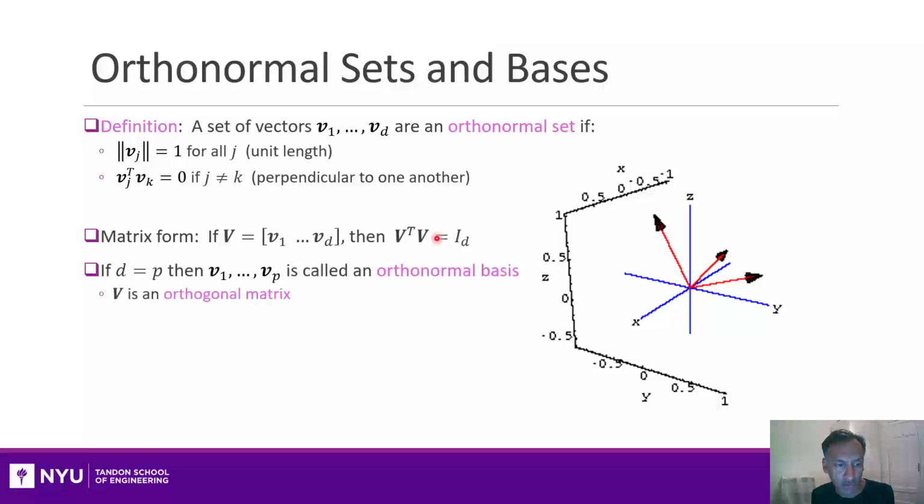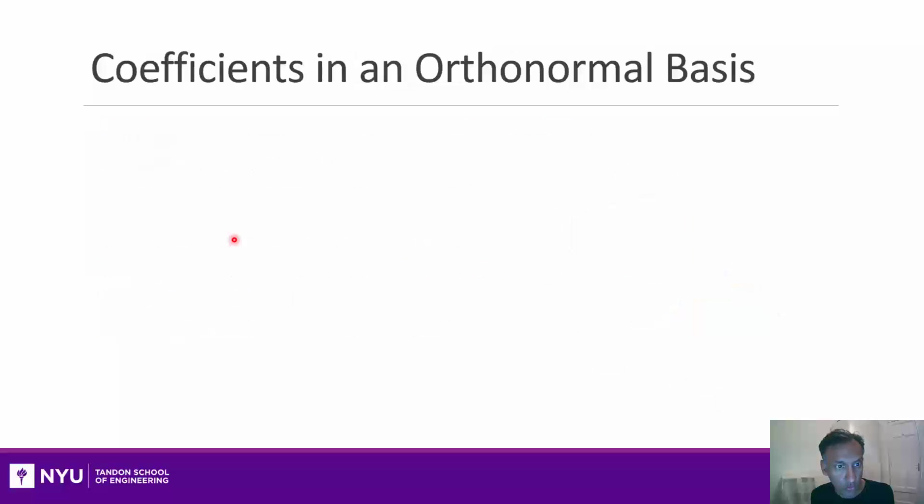Now, in the special case where d is equal to p, that set of vectors is called an orthonormal basis, and this matrix V will be p by p, and it will be called an orthonormal matrix. A key property for our purposes is that the principal components always form an orthonormal basis. And that is just a linear algebra property, that they come from eigenvectors of a positive semidefinite symmetric matrix. I'm not going to prove that, but let's just take that to be true.